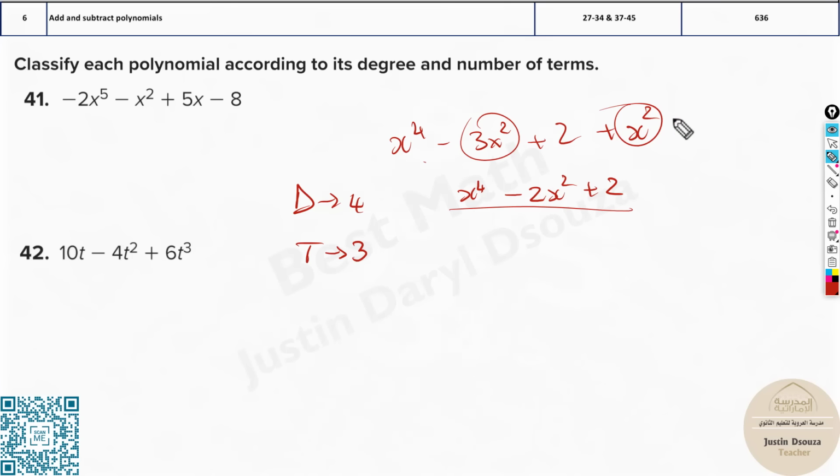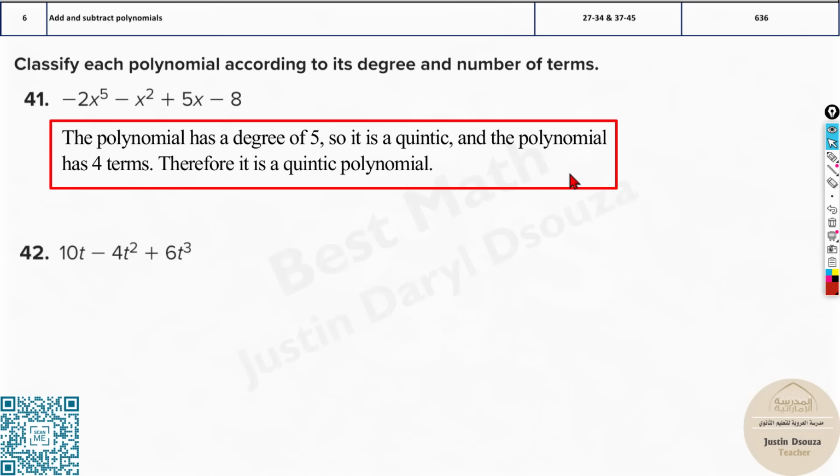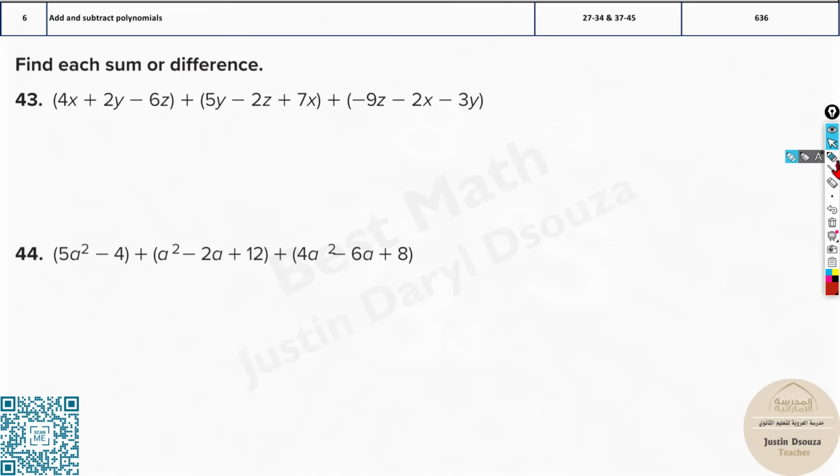So remember, if there are same degrees, you need to simplify and then you need to count the number of terms. If there were two numbers over here, if there was again plus 4, you should solve it. It'll be plus 6. It's not 5 terms. After you simplify, whatever the terms you get, that's the answer. I hope that's clear. And here we are finding the sum. It's the same thing, just there are many terms.